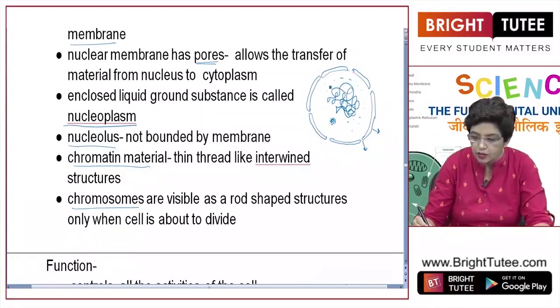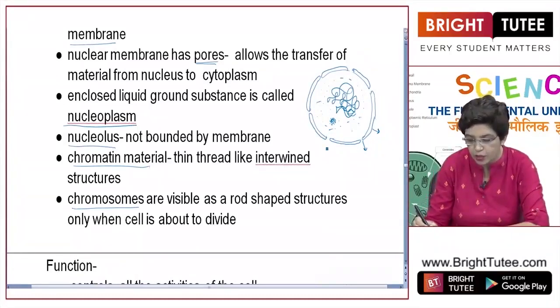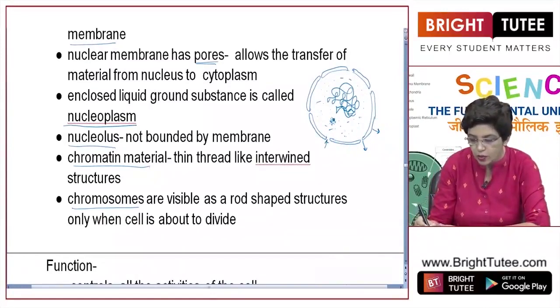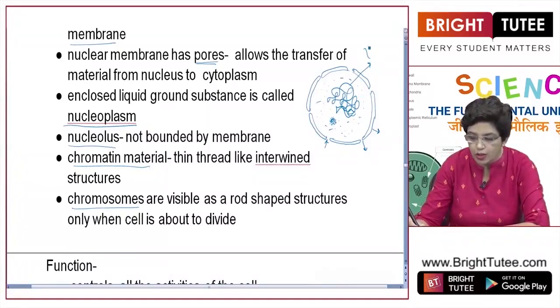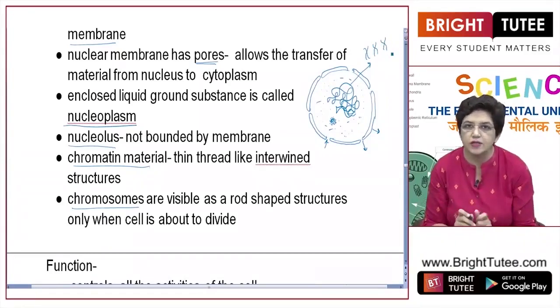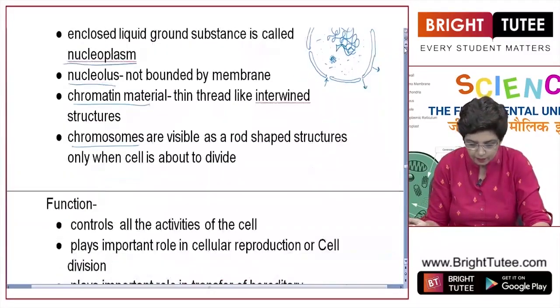The jelly-like aqueous ground substance is nucleoplasm. So, a double layered nuclear membrane. These pores help in the movement of substances inside and outside the nucleus. This nucleolus plays an important role in protein synthesis, and this chromatin material becomes rod-like structures, which are called chromosomes. They arrange themselves into rod-like chromosomes only when the cell is ready to divide. So this is the structure of a nucleus.